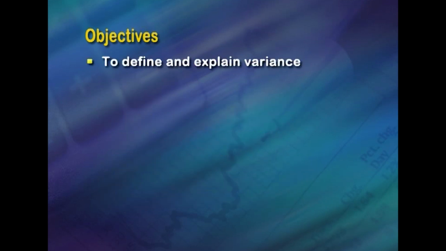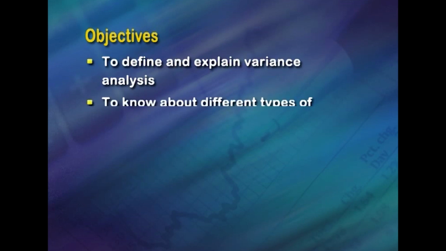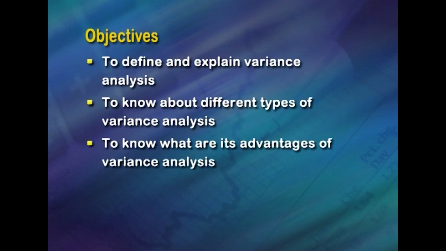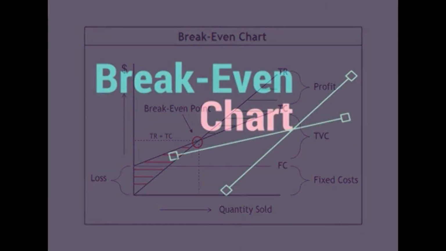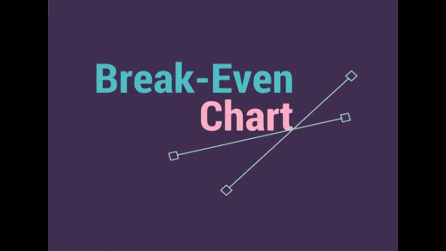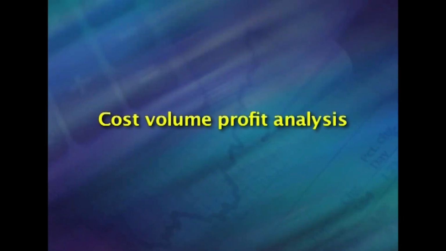define and explain variance analysis, to know about different types of variance analysis, to know what are its advantages of variance analysis. The break-even point and break-even chart are two byproducts of break-even analysis. In a narrow sense, it is concerned with the break-even point, and in a broad sense, it is concerned with the break-even chart. Break-even analysis is also known as cost volume profit analysis.